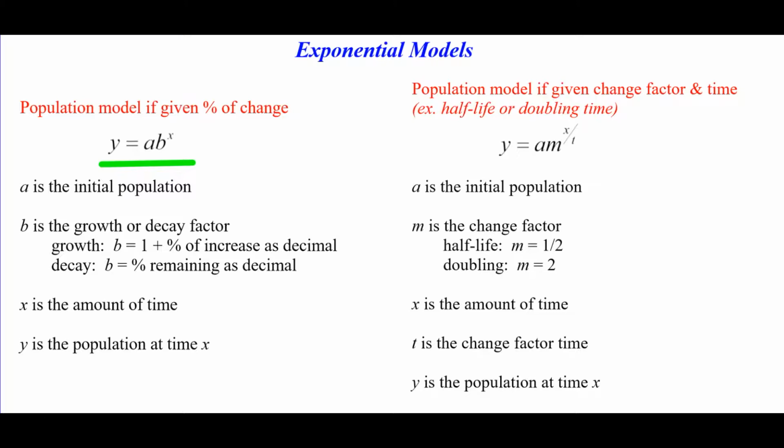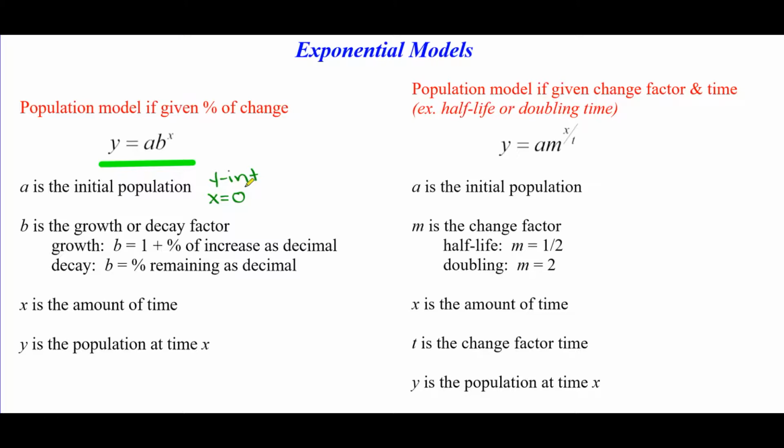an exponential function. So a represents my initial population or my initial amount. So if I'm dealing with a word problem, then it would be the given initial amount. If I'm looking at a graph, it's going to be my y-intercept. If I'm looking at a table, it's the value that happens when x equals 0. B is going to be your growth or decay factor.